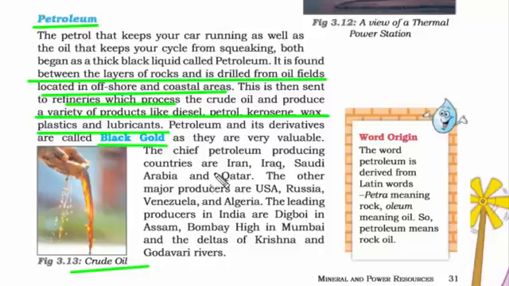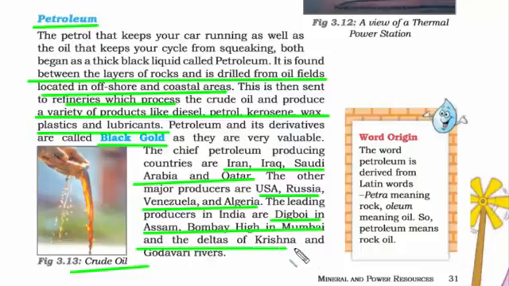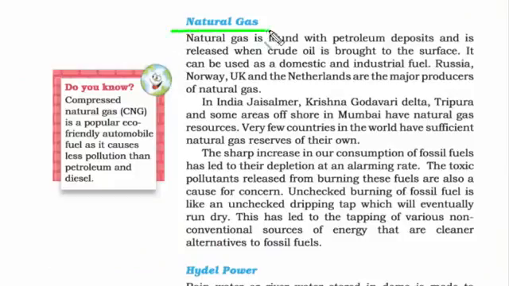So the countries that produce petroleum are Iran, Iraq, Saudi Arabia and Qatar. So mostly the Middle East countries. And other countries are USA, Russia, Venezuela and Algeria. In India we have places like Digboi, which is in Assam, Bombay High in Mumbai, and deltas of Krishna and Godavari. And the next form of energy is natural gas.